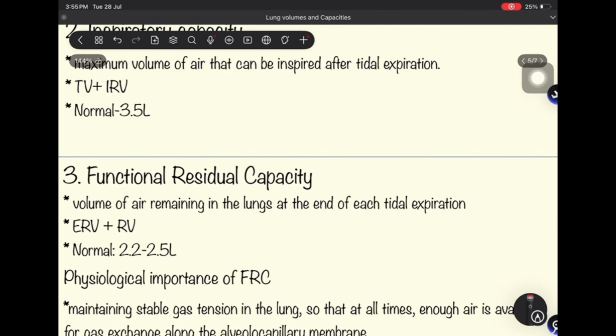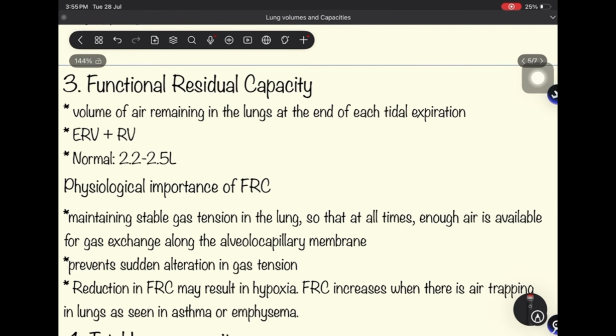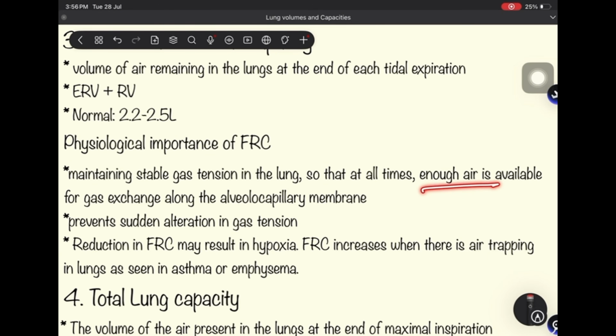Next is the functional residual capacity. It is the volume of air remaining in the lungs at the end of each tidal expiration. It is the addition of expiratory reserve volume and residual volume. Normally, it is 2.2 to 2.5 liters. The functional residual capacity is very important in order to maintain stable gas tension in the lung so that at all times enough air is available for gas exchange along the alveolo-capillary membrane.